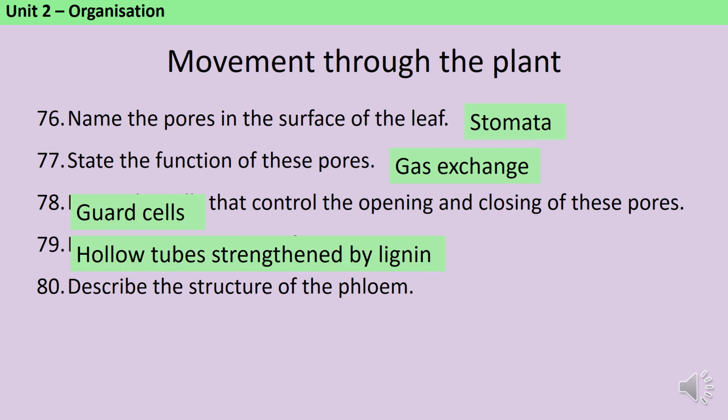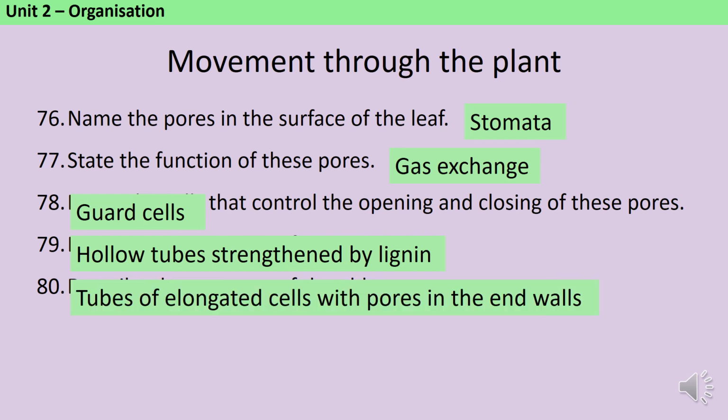The xylem are hollow tubes strengthened by lignin, and there is no barrier in between the end of one cell and the start of the next one, so this allows water to just move through the xylem unimpeded. The phloem are tubes of elongated cells, and they do have cell walls at the end of each cell, but there are pores in these, and so this allows sugars and other materials to flow through the cells.